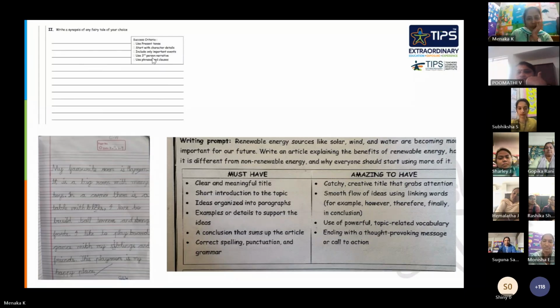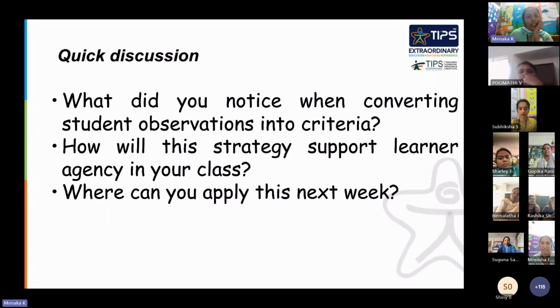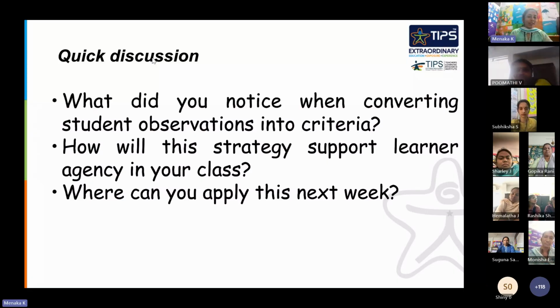Okay. What did you notice when converting students' observations into criteria? How will this strategy support learners' agency in your class? Where can you apply this next week? Next week means after New Year, when you come back to your class. Where can you use this strategy? Can I have the reflection in the chat, please?